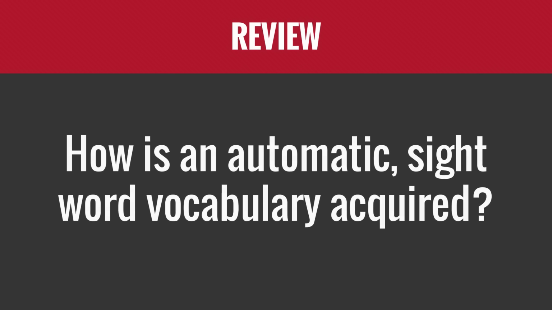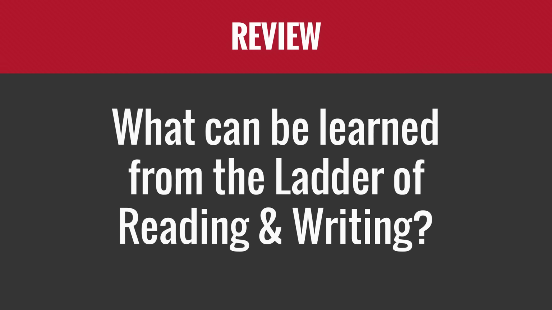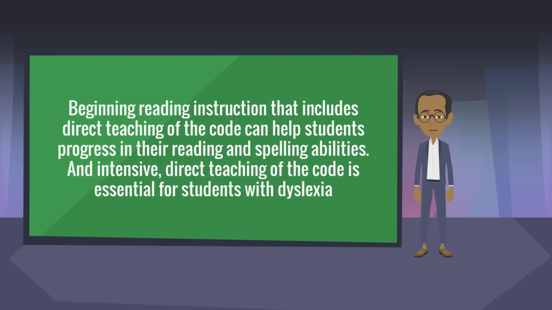How is an automatic sight word vocabulary acquired? Automatic recognition of words develops through a process called orthographic mapping. Orthographic mapping occurs when readers form connections across written parts of words, spoken units, and word meaning. What can be learned from the ladder of reading and writing? Beginning reading instruction that includes direct teaching of the code can help students progress in their reading and spelling abilities, and intensive direct teaching of the code is essential for students with dyslexia.